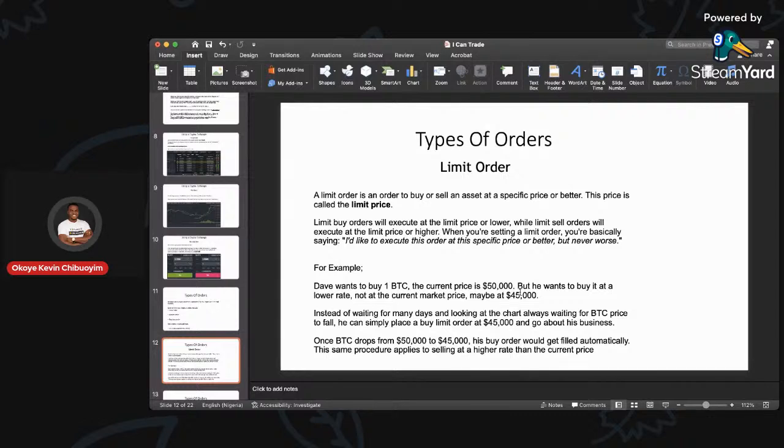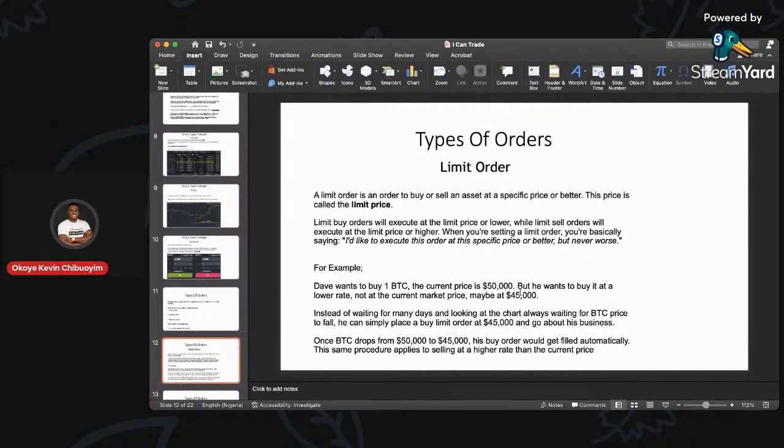So just like the example shown here, Dave wants to buy one BTC. Now the current price of Bitcoin is $50,000, for instance. But this guy wants to buy at a lower rate. That's not at the current market price. So maybe he wants to buy it at $45,000. So instead of waiting for many days and looking at the chart, waiting for BTC price to fall, he can simply just place a buy order at 45,000 and then go about his business. That is it. So whenever BTC drops to the price, his buy order will get filled automatically.